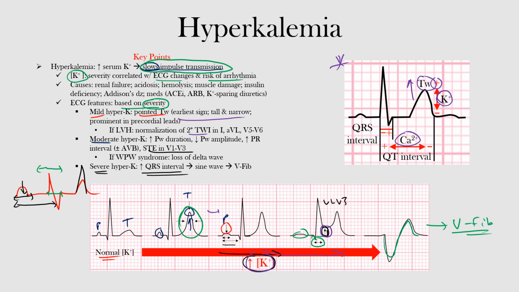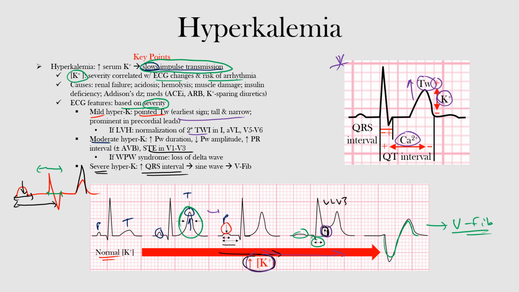If the patient has WPW syndrome, we can see loss of the delta wave. Remember, the delta wave represents ventricular preexcitation down that accessory pathway, and if we have slow transmission throughout, that means transmission through that accessory pathway will also slow down to the point we may not even see it. So that delta wave can disappear.